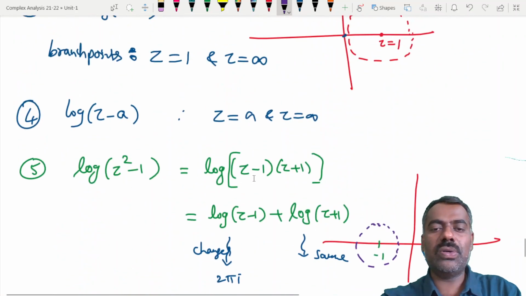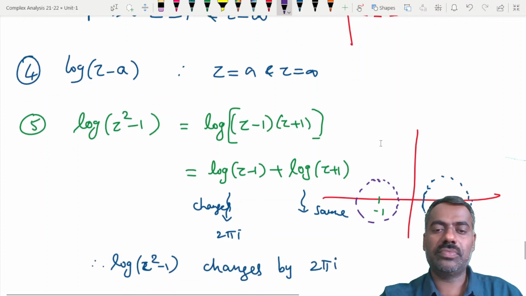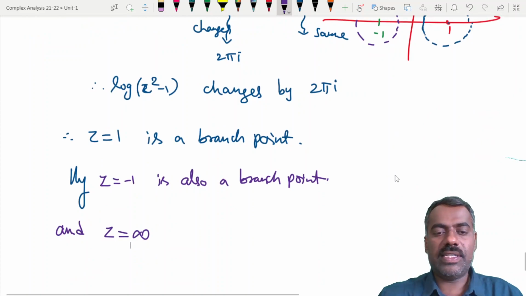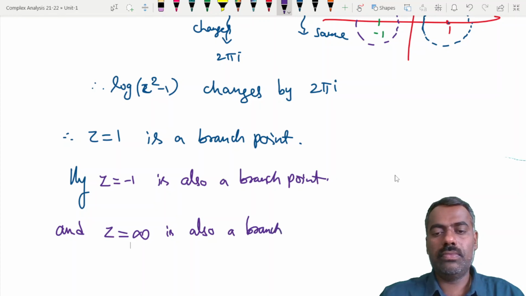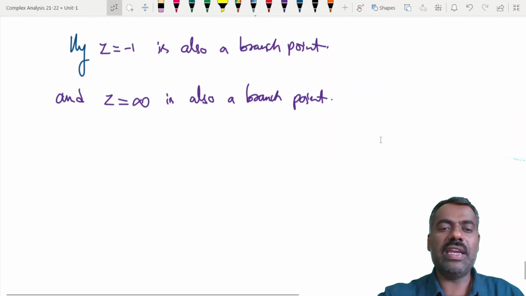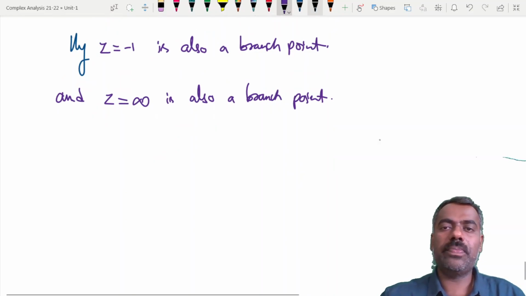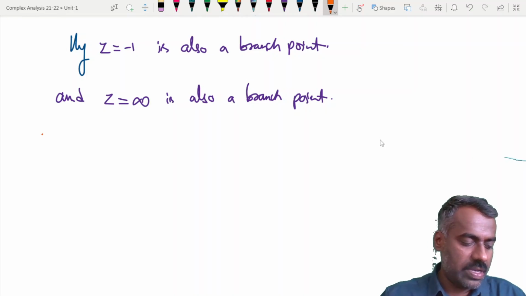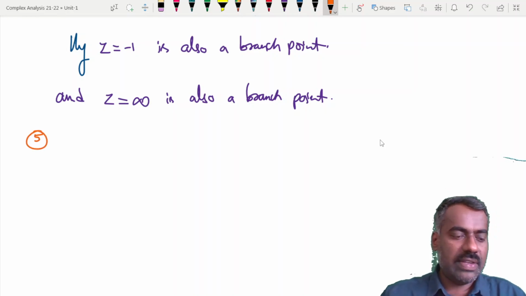What can you say about z equal to infinity? We know that infinity is a branch point for this as well as this one. So this is also a branch point. So we have three branch points: 1, minus 1 and infinity. Let's take another one, and then I will stop.